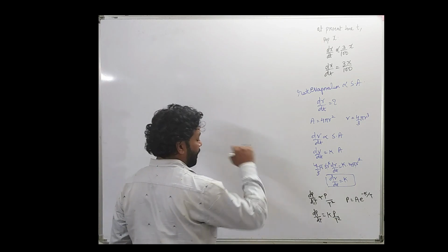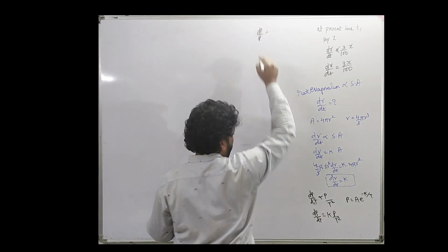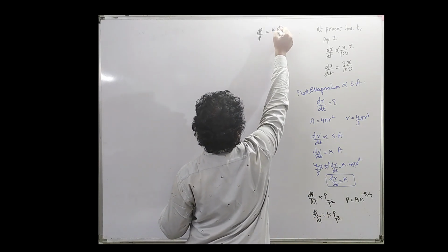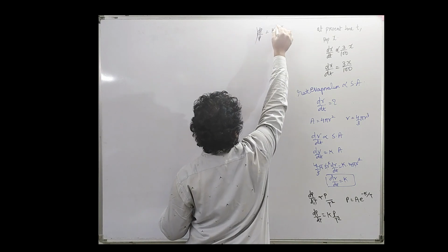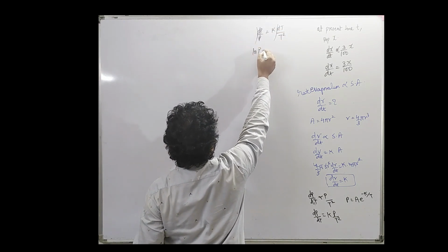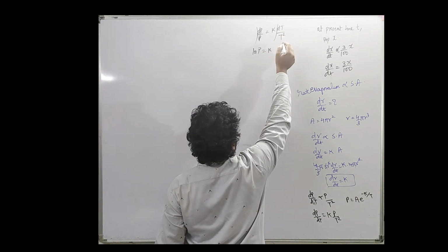So let us try to solve this. Here we have dp by p, which I have taken on the left hand side, equals k dt by t square. Integrating on both the sides, the integration of 1 upon p will be ln p, which equals k times 1 upon t square.